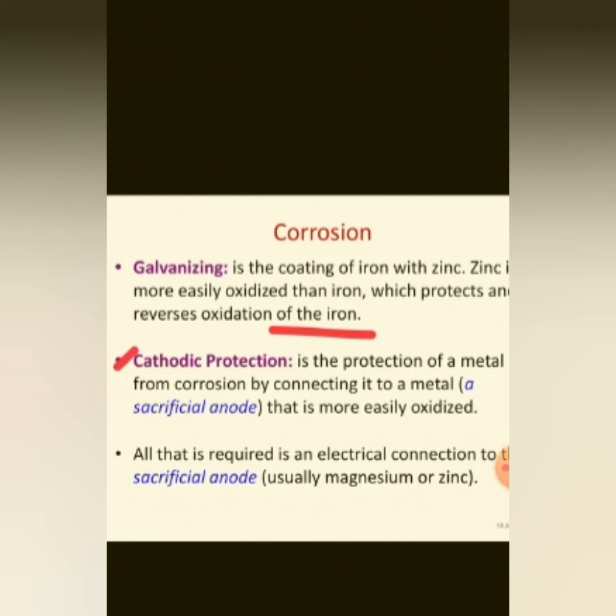Cathodic protection. Cathodic protection is the protection of a metal from corrosion by connecting it to another metal. Which metal? A sacrificial anode, a metal that is more easily oxidized. All that is required is an electrical connection to the sacrificial anode, usually magnesium or zinc.